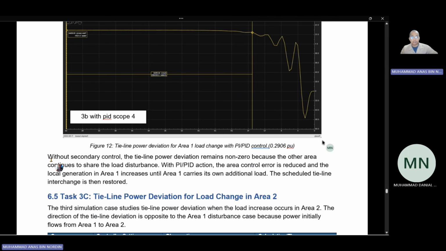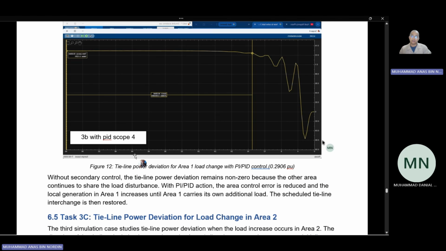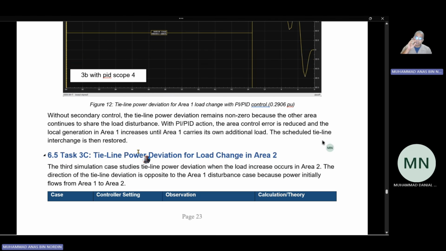Without secondary control, the tie line power deviation remains non-zero because the other area continues to share the load disturbance. With PI or PID action, the area control error is reduced and the local generation in area 1 increases until area 1 carries its own additional load. The scheduled tie line interchange is then restored. Okay, that's for task 3B.